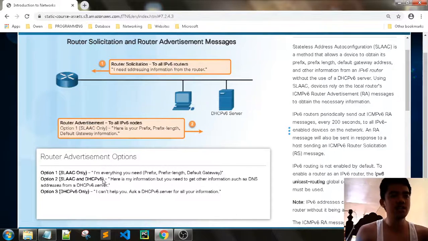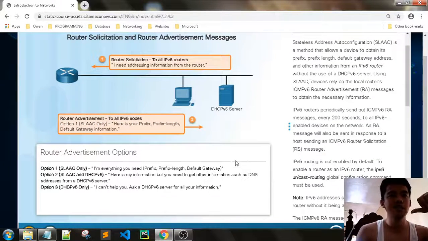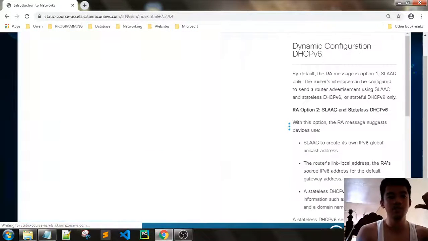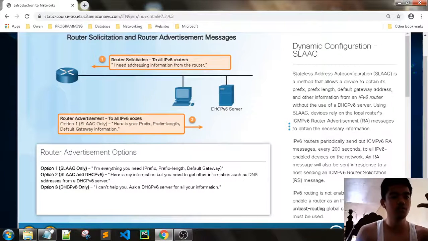We also have SLAAC and stateless DHCPv6, which is also stateless addressing. The router provides information, but we need to get some other information, such as the DNS address, from the DHCP server. For stateful DHCPv6 only, the DHCP server provides all the information, except the default gateway, which the router will provide.